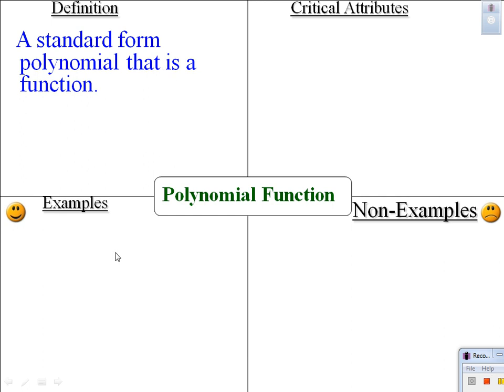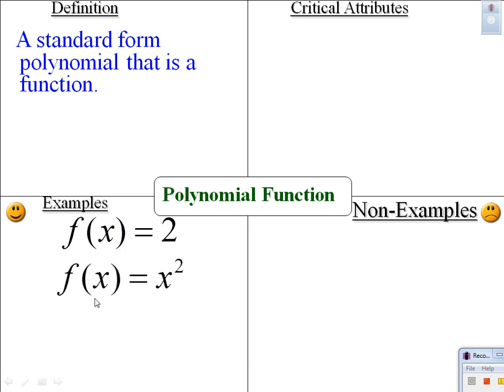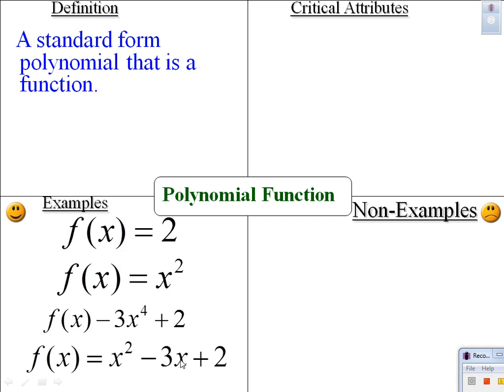Can you picture it? Let's see. F of x equals 2, is this a polynomial function? Yes. Monomial, and it's a function. How about this one? Monomial function. How about this one? Yes. How about this one? Yes. What do we notice on all of these? That it has a what? Equal sign, and it's a function.